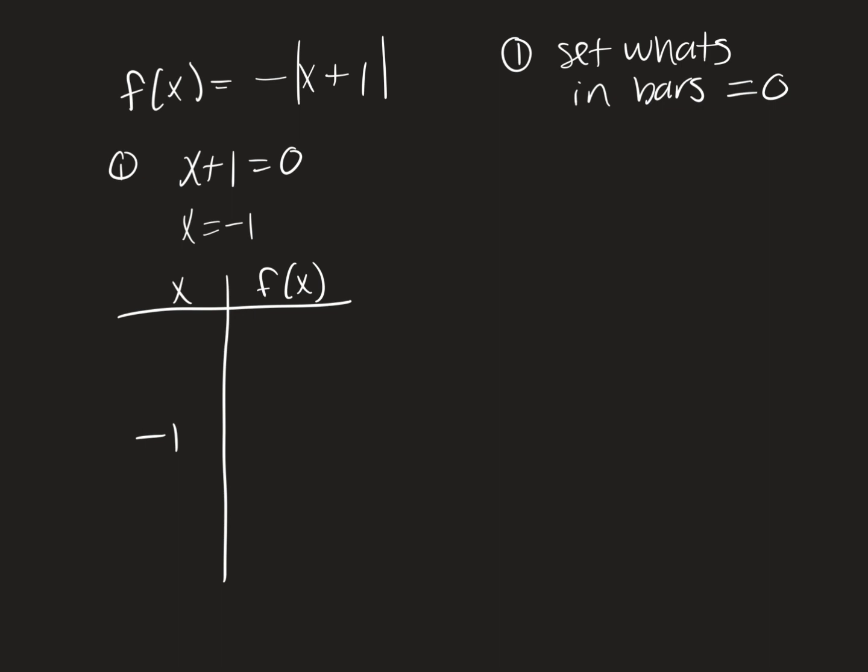Right, so then I'm going to count backwards from negative 1 to get some numbers above it. So I'm going to go negative 2, negative 3, negative 4. Okay, then I'm going to count forward and get some other numbers. So from negative 1, you count to 0, 1, and 2. Okay, so that's how you get those x values.